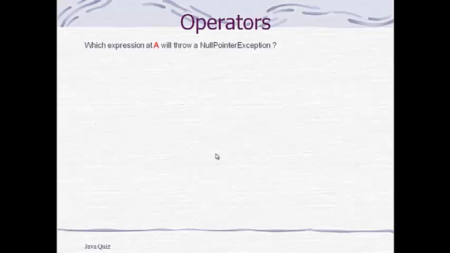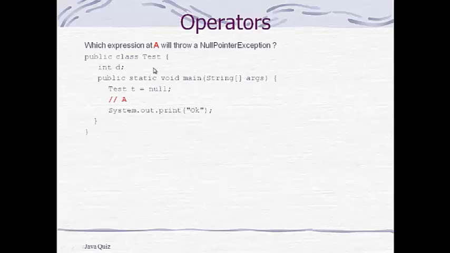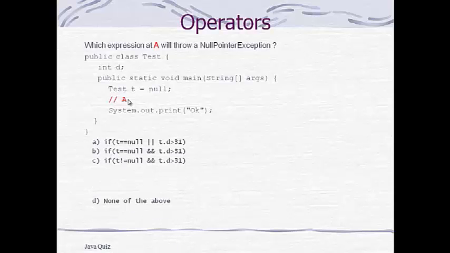Operators. Which of the expressions will throw a null pointer exception if you write it here? Which of these? And this, or and ampersand. If you write it twice, it is called a short circuit operator.